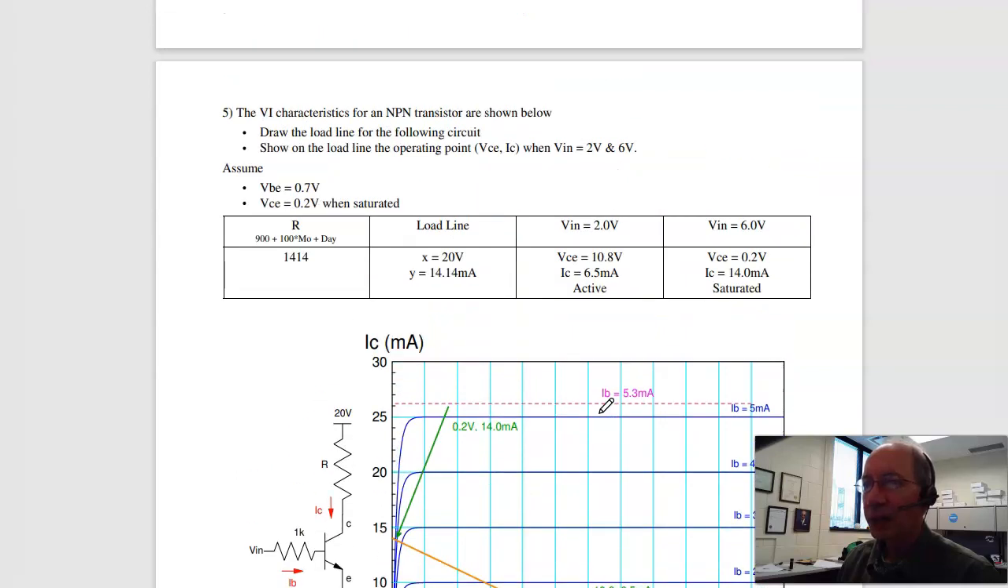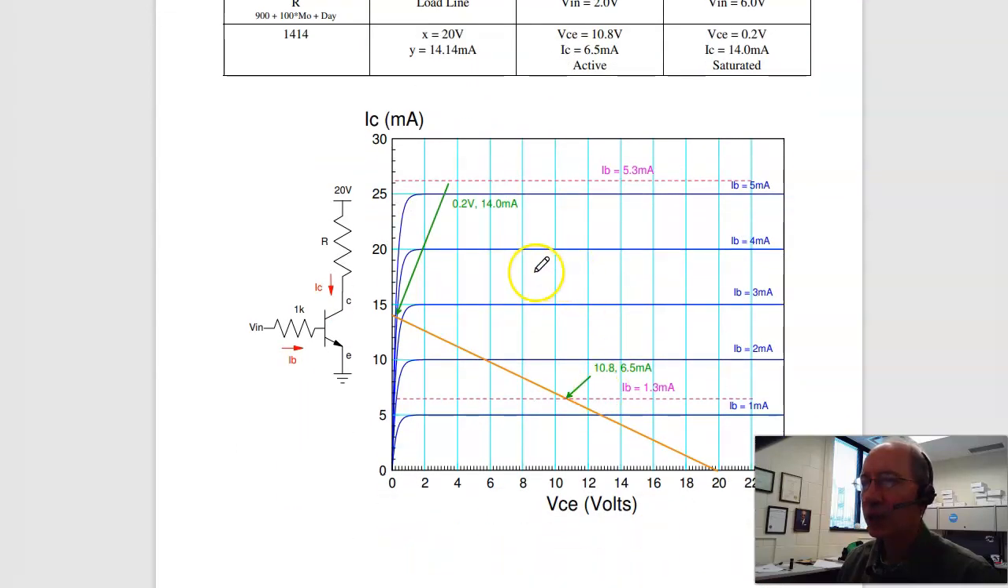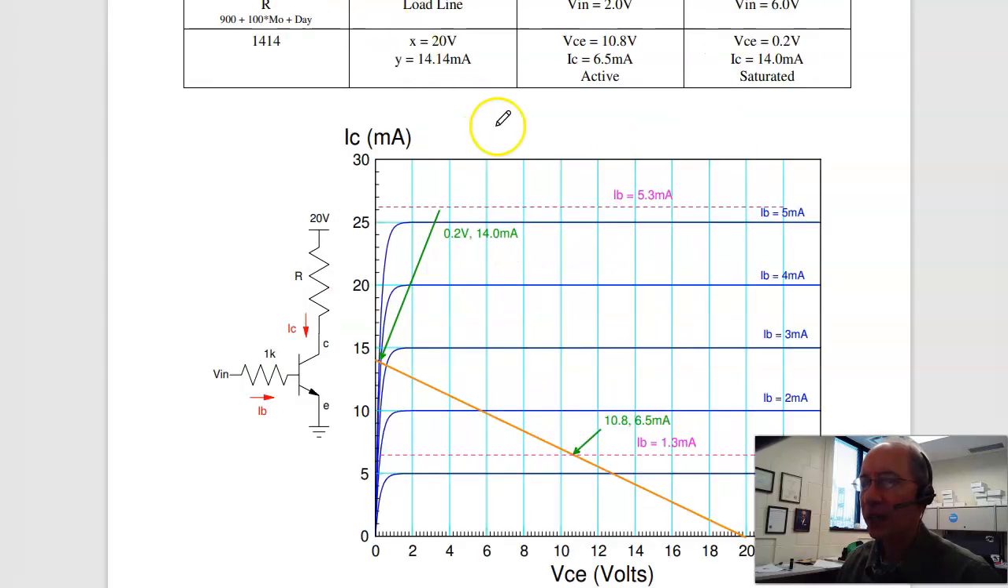Problem 5. So for this one, draw the load line, and then find the operating point when Vin is 2 volts and 6 volts. To start, R is 1414 ohms, based upon your birth date. That'd be Mother's Day.